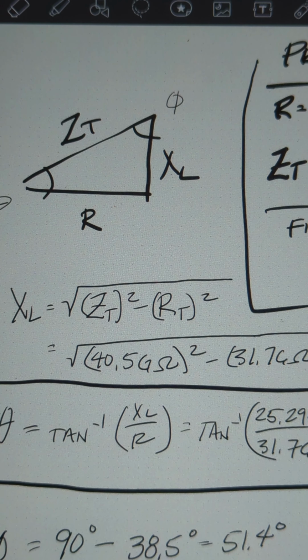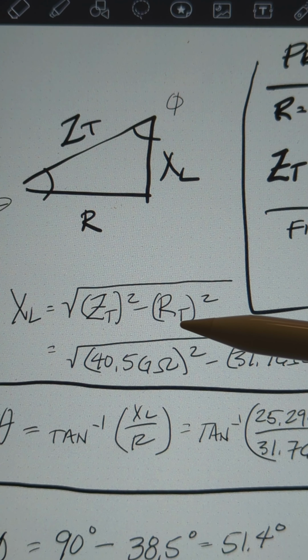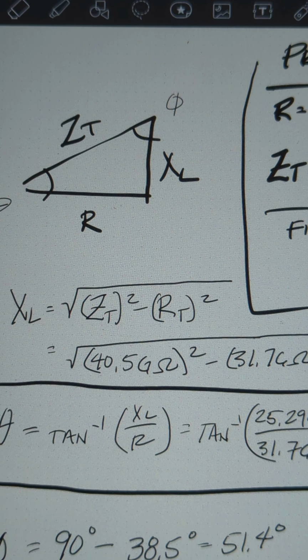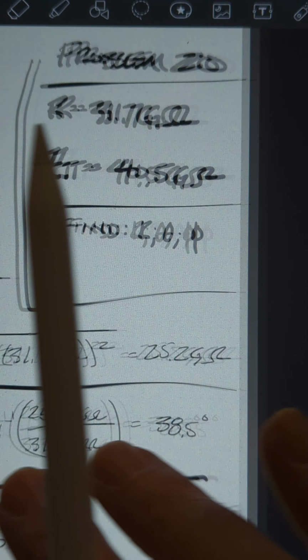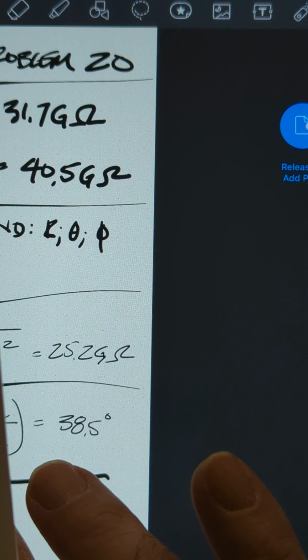So this XL is just going to be my ZT squared minus my resistance squared. So I square those two values, find the difference, take the square root of that, and I should have 25.2 gigohm.